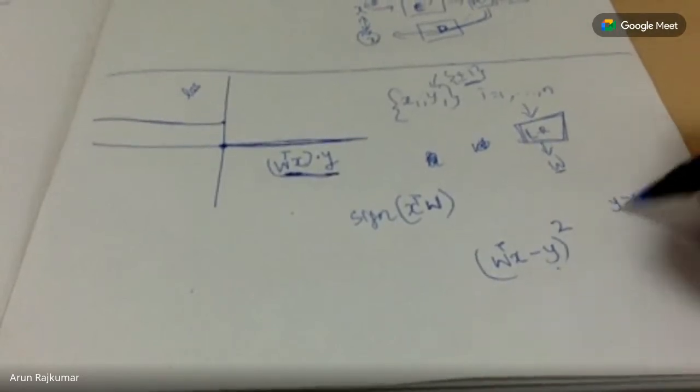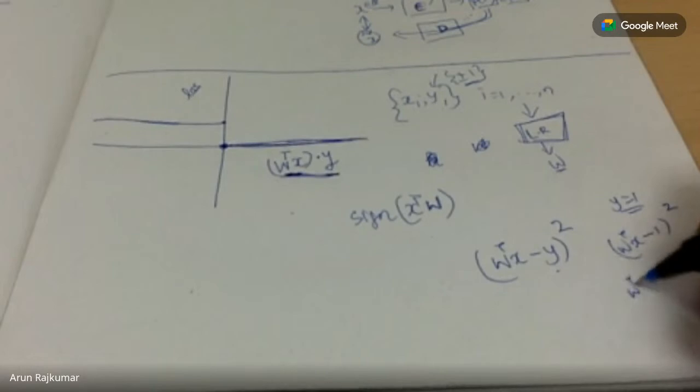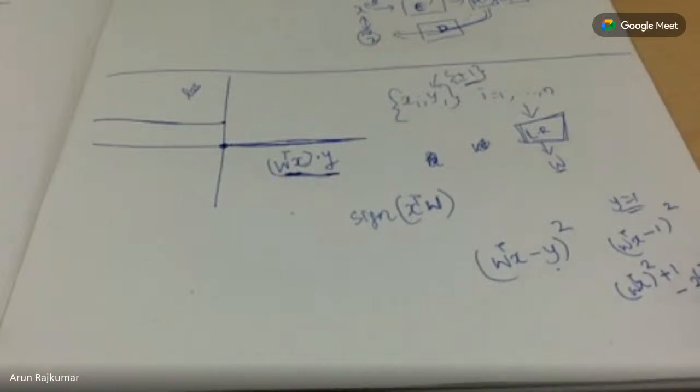So if Y is 1, then this value is W transpose X minus 1 squared, which is W transpose X squared plus 1 minus 2 W transpose X. So this 1 can be written as, for example, Y squared, because Y is 1, and I can add a Y here.